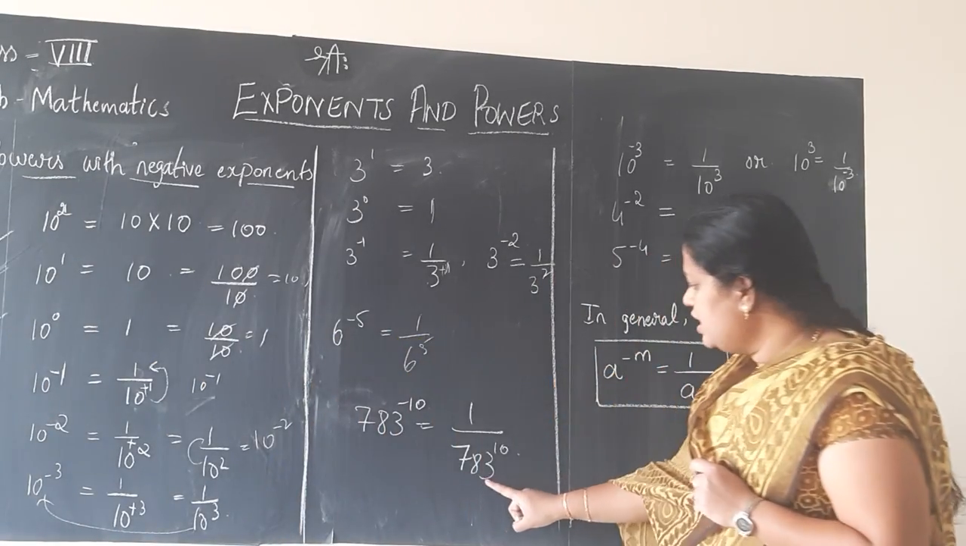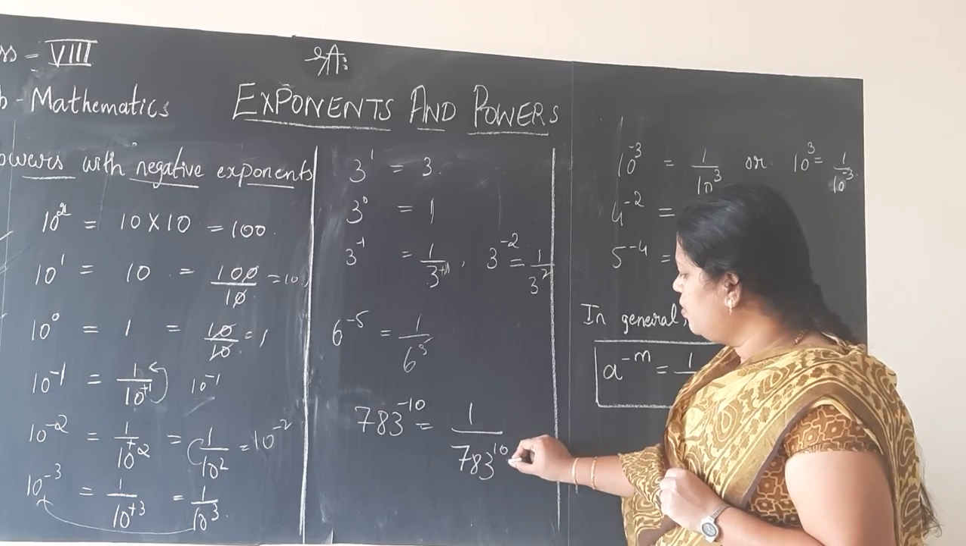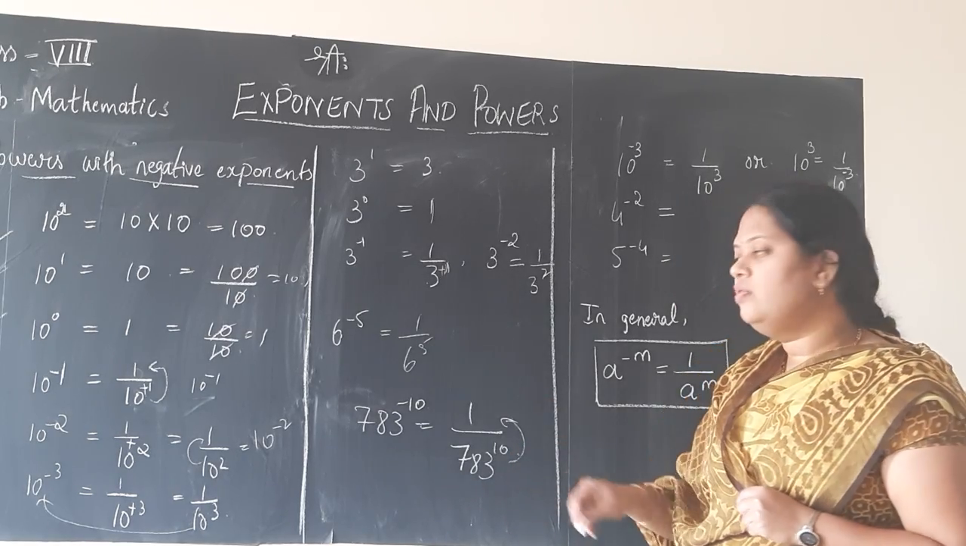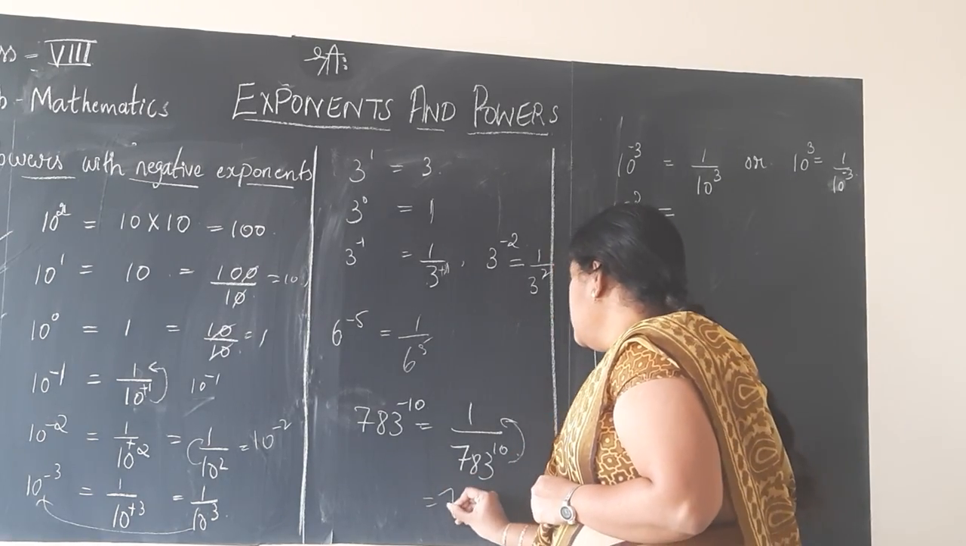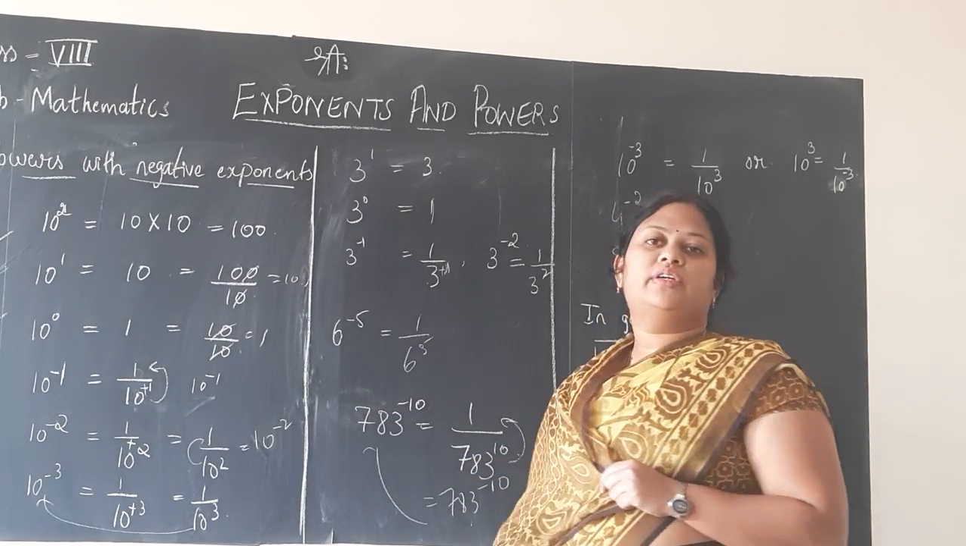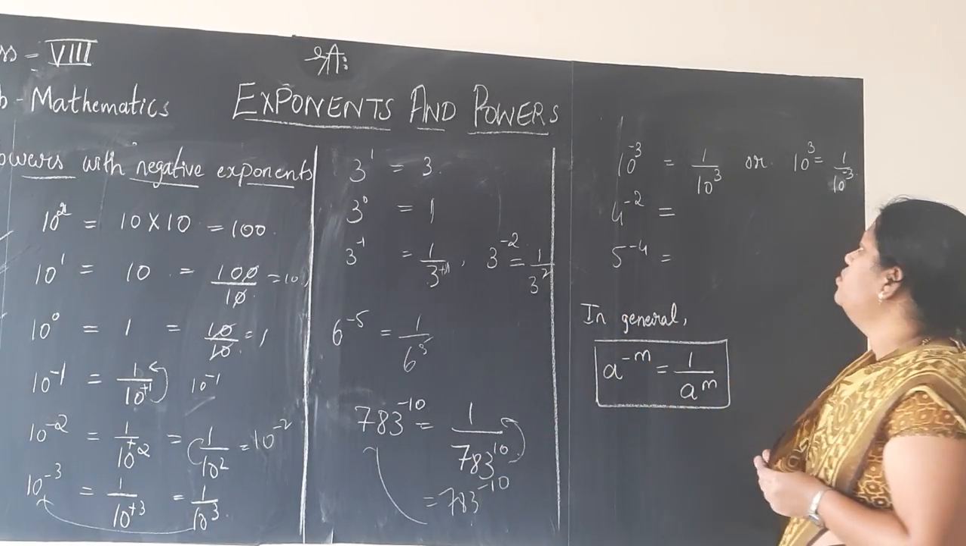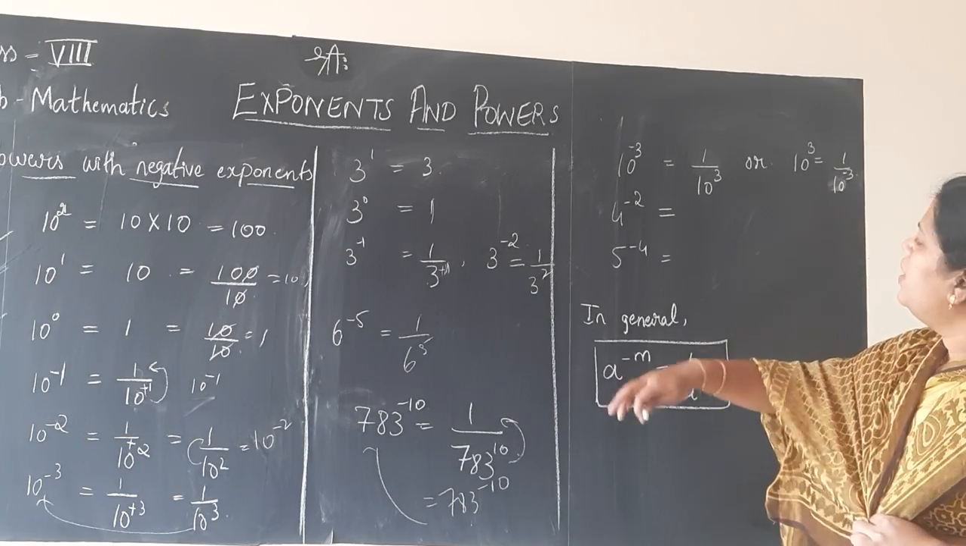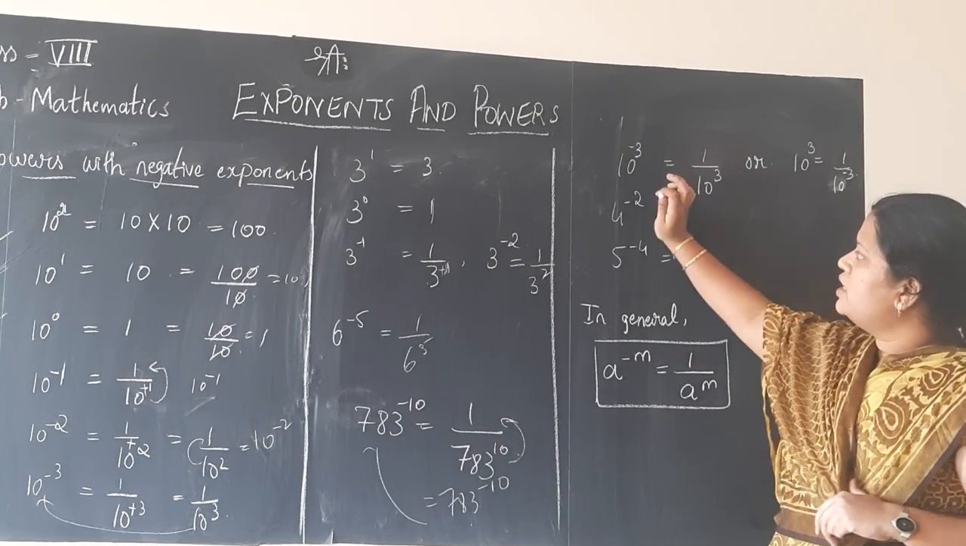Similarly, now if I send 783 to the power 10 to the numerator, what will it become? 783 to the power minus 10. Didn't we get the question back? Like this you should do. Now, with this background, you should be able to answer this fast.